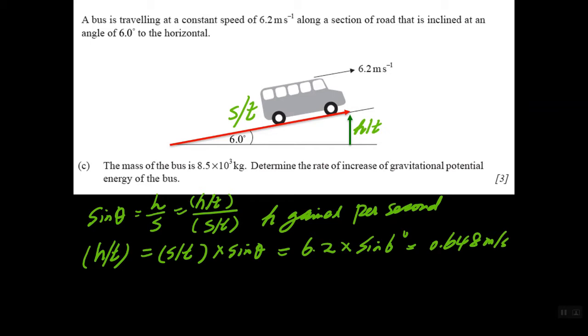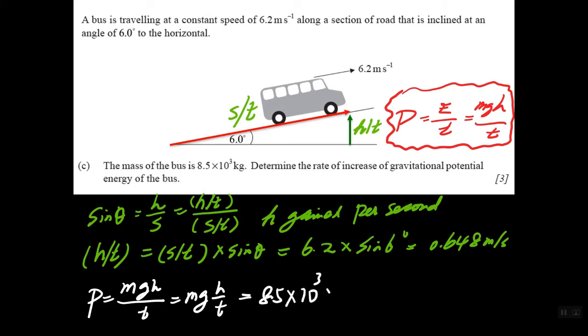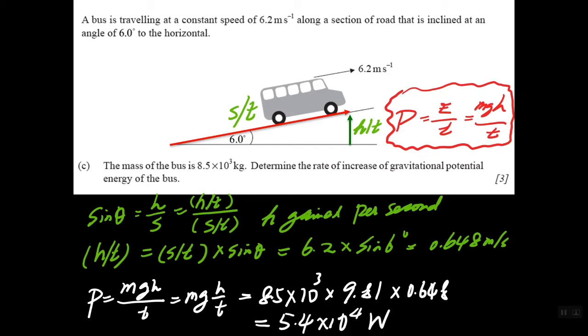The question is asking the rate of increase of gravitational potential energy. So power equals energy over time. Energy at the location is gravitational potential energy. So gravitational potential energy per unit time. And we can rearrange. Mass is 8.5 times 10 to the 3 times gravitational field strength 9.81 times height gain per second, 0.648 meter per second, and that gives us 5.4 times 10 to the 4 watt.